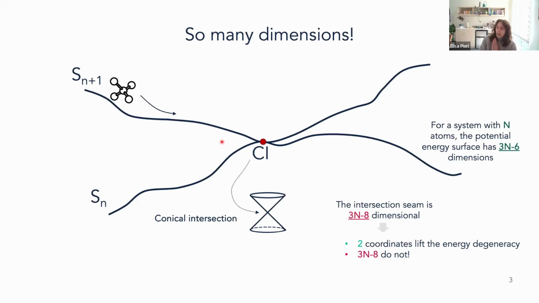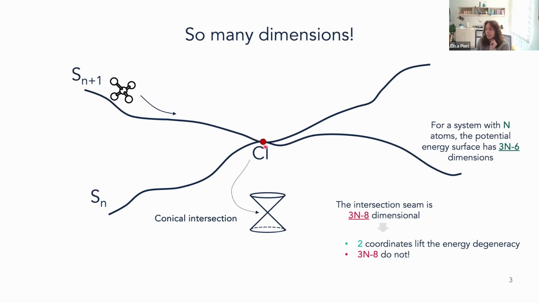And again, probably this is nothing new for you, but I wanted to bring the point home here. We are dealing with spaces that have so many dimensions. And usually when we represent a photochemical reaction, we draw something like this. We draw two lines that cross at one point. So the two lines represent electronic states. Of course, this is already a 3N minus 6 dimensional surface. So this simple line is just a slice through this multidimensional surface.